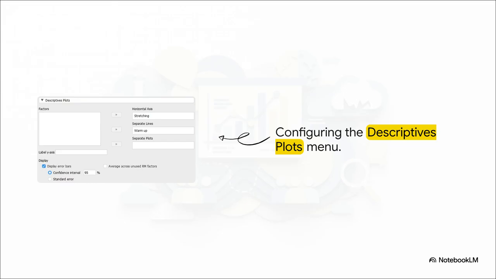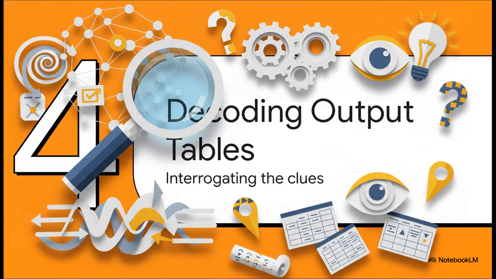Now, we definitely want a visual lineup of our suspects in action. In the Descriptives Plots menu, we put the stretching factor on the horizontal axis and split the warm-up factor into separate lines. Throwing in some error bars gives us an instant, highly reliable read on how our data is behaving. Section 4. Decoding output tables.